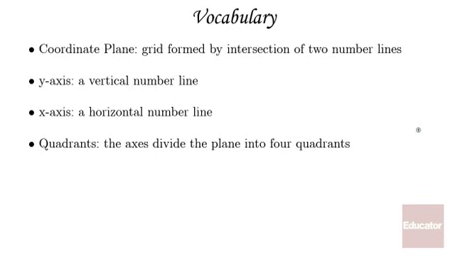There are several vocabulary words that you will need to learn in this lesson. Coordinate plane is a grid formed by the intersection of two number lines. The y-axis is a vertical number line. The x-axis is a horizontal number line. And the quadrants are created when the axes divide the plane into 4 quadrants. If you're having a hard time visualizing this, we will be labeling the parts later in a coordinate plane.